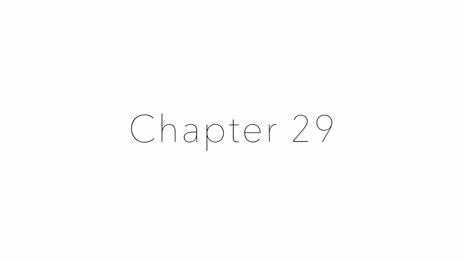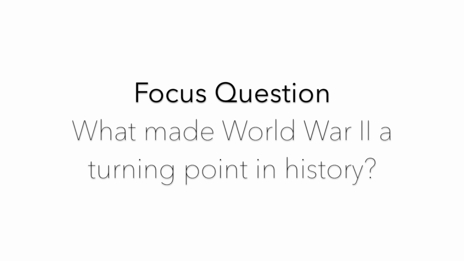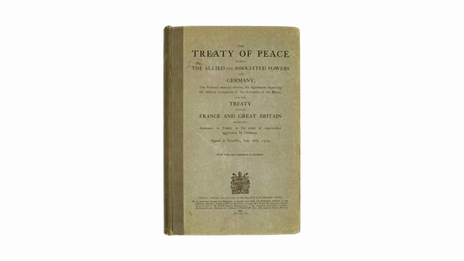Our chapter is Chapter 29, World War II and all the problems that made it happen. What made World War II a turning point in history? All of this began with World War I. The treaty at the end led to everyone but America becoming broke and angry. Then America became broke and angry.